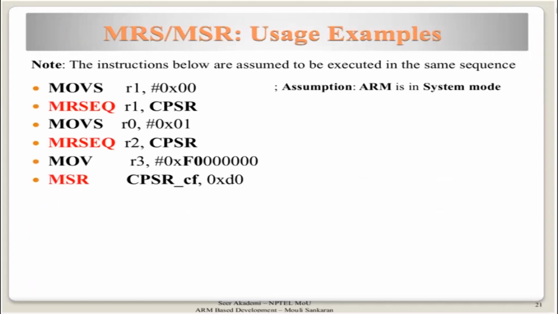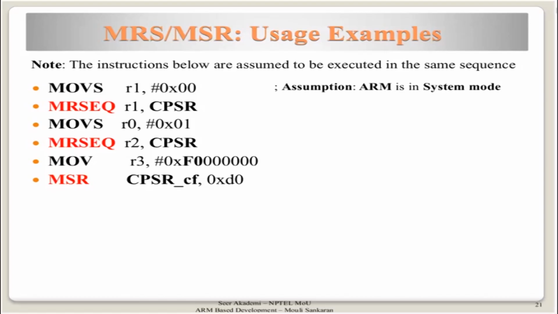So I want you to spend some time on this and then understand how this instruction executes. You can take a small break, 2 minutes, and then try to see how these instructions run. Assume that ARM is in system mode. What I mean by system mode is you are allowed to modify the mode bits, because in user mode you cannot. That's why I'm saying ARM is in system mode. And then if these instructions are executed, what happens? You can take a break now.